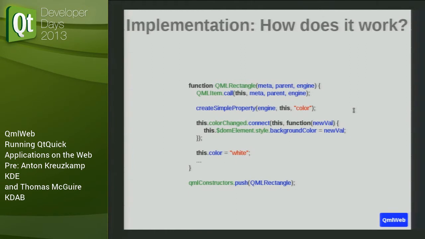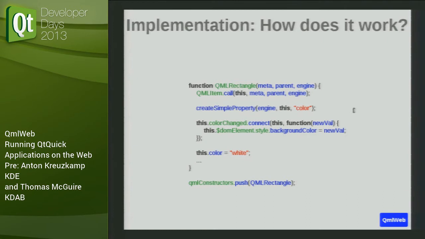In QmlWeb it's almost the same, but of course in JavaScript we don't have classes at all. We only have constructor functions. So each element type is a JavaScript function, like QMLRectangle, that comes from QMLItem, and we have one function, createSimpleProperty, that will create a getter function and a setter function, and create the property using the function you already saw in the last example to create a property from a getter and a setter function.